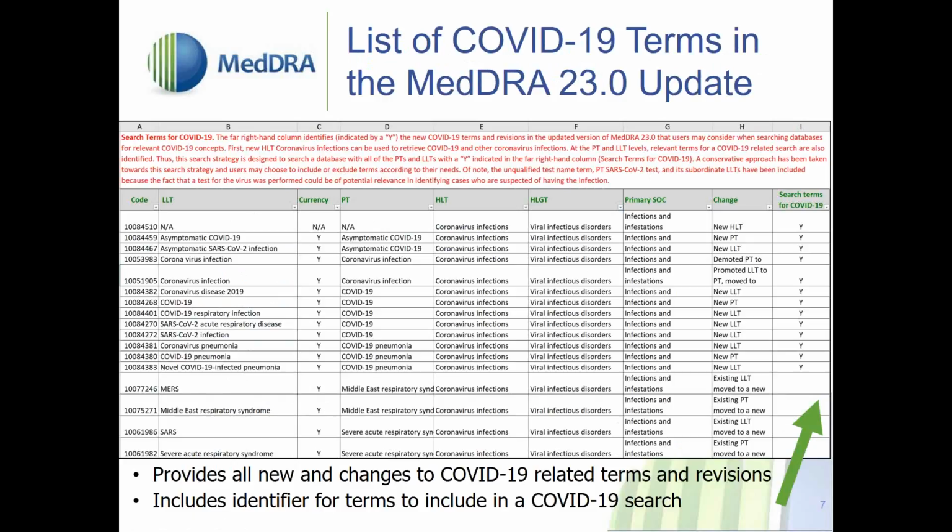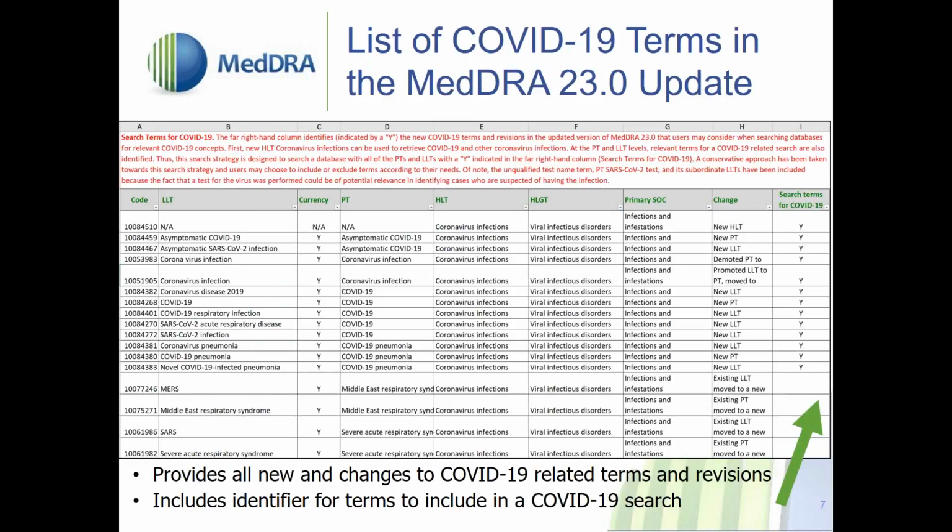Okay, this is the sample of the COVID-19 spreadsheet, and if you look at it from the left-hand side to the right-hand side, the left side, column A, shows you the MedDRA numerical code of the term that was added, and the remaining columns, B through G, show you the entire MedDRA hierarchy of the term. Column H will show you the type of change this was. For example, you can see for the first entry, it was a new HLT, coronavirus infections, and some terms, as you can see in column H, were new PTs, others were LLTs, and so forth.